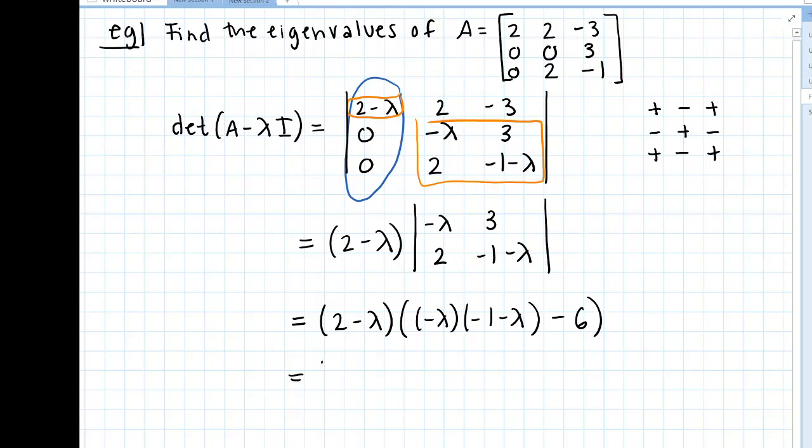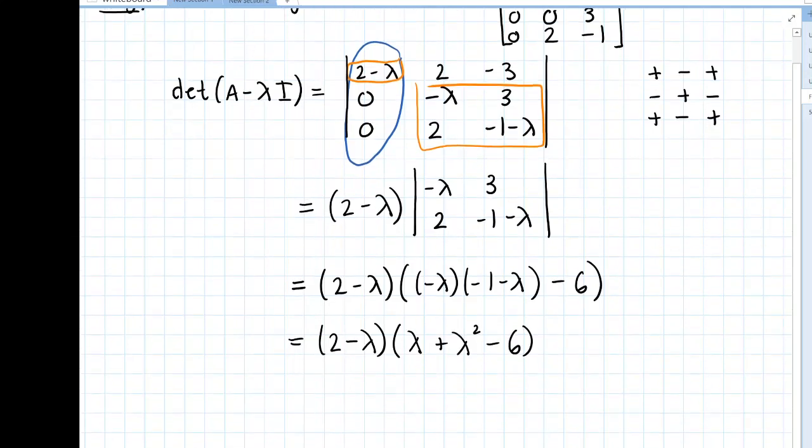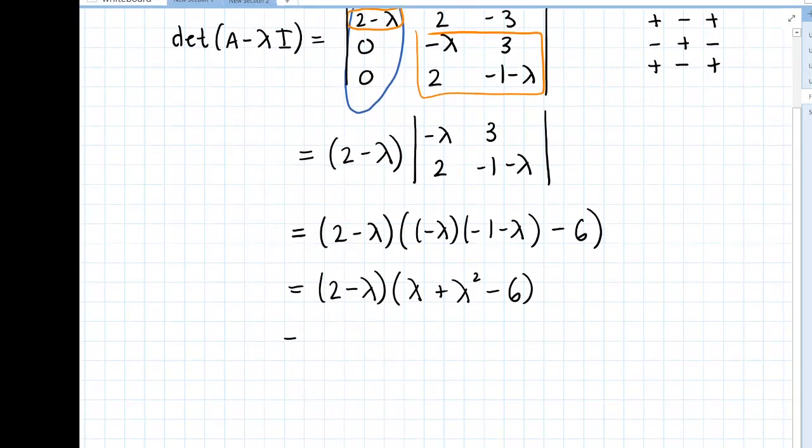And then, let's leave this part factored out. So when we multiply these together, we'll get a positive lambda, then we'll get a positive lambda squared, and then we'll get minus 6. And I'm going to rewrite this in a way that will make it slightly easier to see what to do next. So, lambda squared plus lambda minus 6.